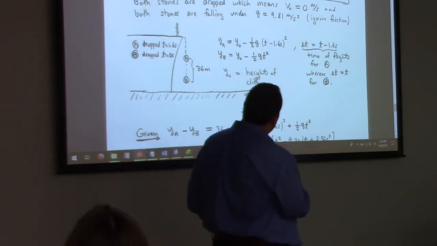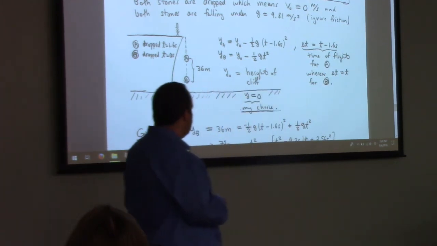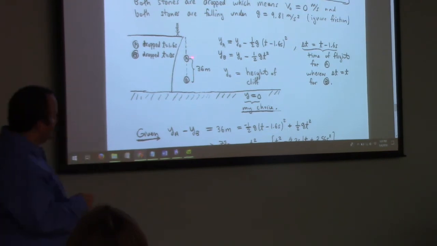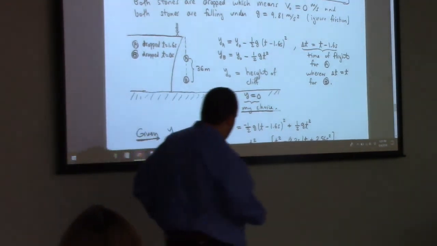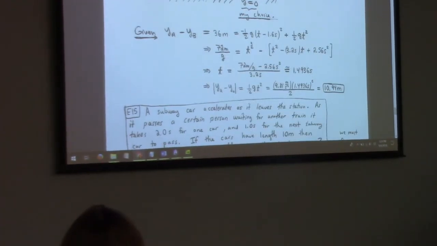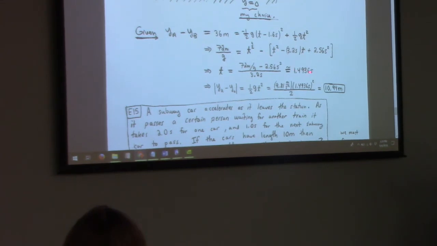The time of flight for A is t minus 1.6 seconds, whereas the time of flight for B is just t. I made y equals 0 down here. I'm also given that the distance between yA and yB is 36 meters. So what I do then is put this equation and that equation down here and do algebra. Is it a quadratic equation? Nope, not quite. The t squareds end up canceling, which is ever so lovely. Then you can just solve for t and get 1.4936 seconds.